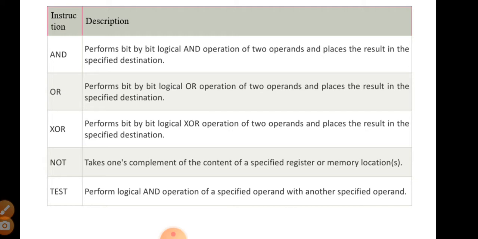If the bits are similar, then it generates the output 1, and when both the bits are dissimilar, then it gives the output 0. This instruction performs that operation, and that operation is called the XOR operation. It performs the bit by bit logical XOR operation of two operands and places the result in the specified destination.